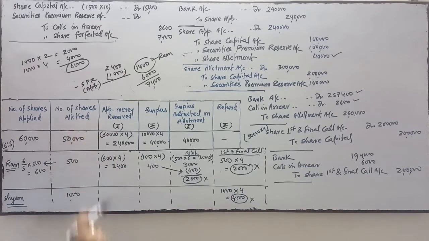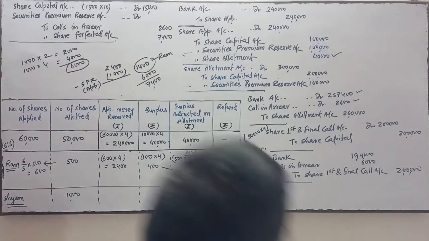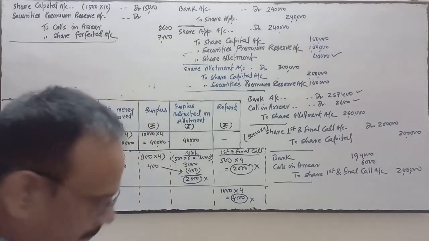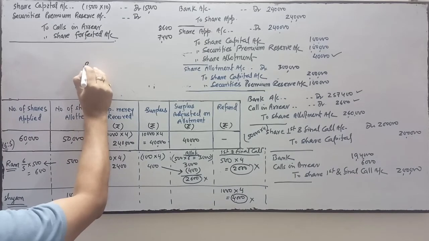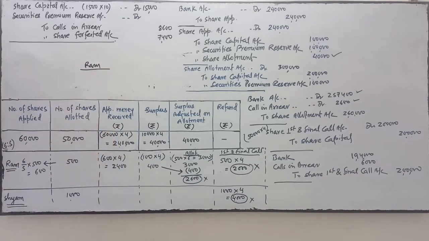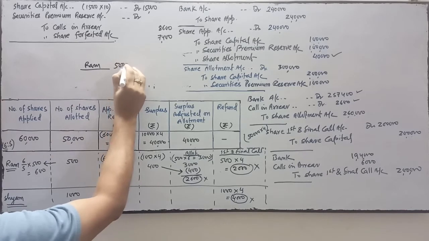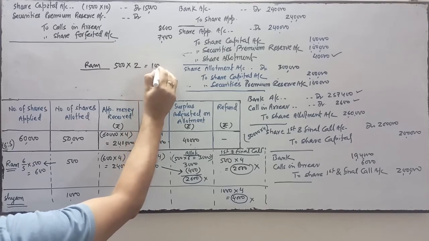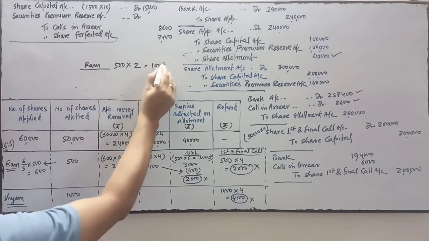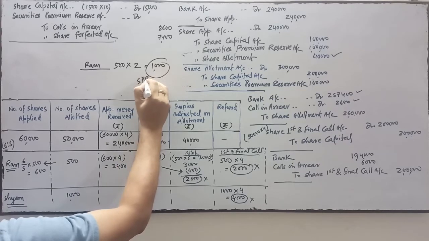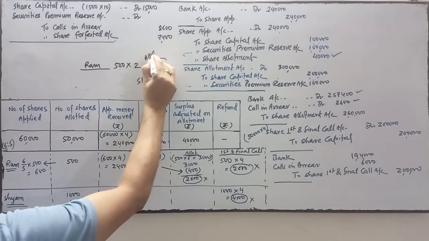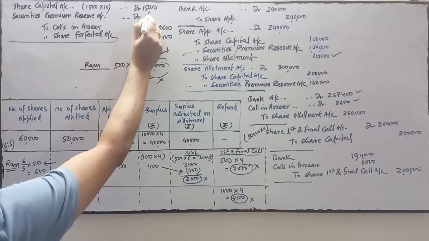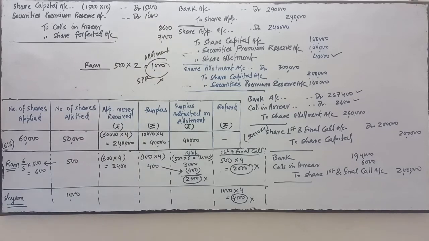Ram has not given the allotment money. So on allotment, premium money was rupees 2 per share. I am talking about Ram's premium money on allotment. Ram has not paid the allotment money. Ram has 500 shares and allotment premium money is rupees 2 per share. So 1000 is not paid by him. This is securities premium reserve at the time of allotment, which is not paid by Ram. So this will be cancelled. This will be debited by us.